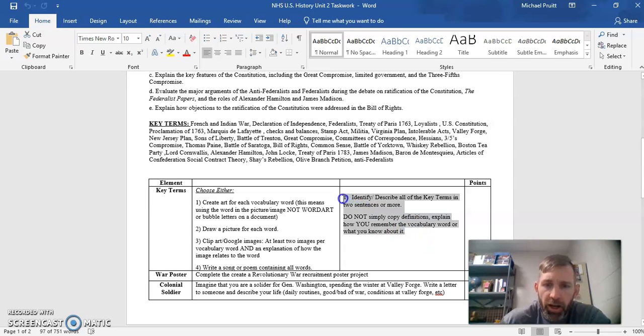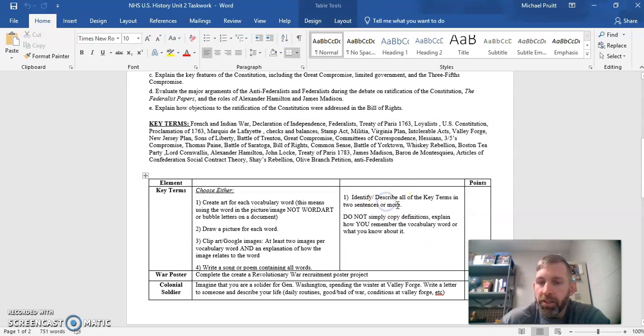You must do this box where you identify them in 2 sentences. Remember, we are not looking for you to copy and paste a definition from the internet. We want you to tell us in your own words what these things are. How do you remember what the committees of correspondence were? How do you remember the Battle of Yorktown? So on and so on. So it's 2 sentences, definition.